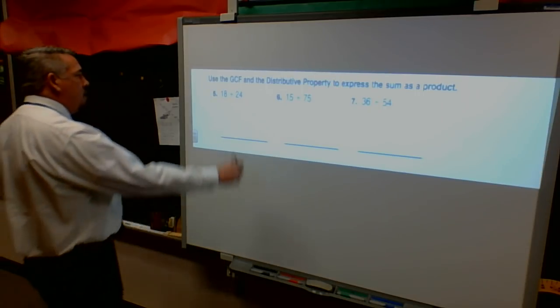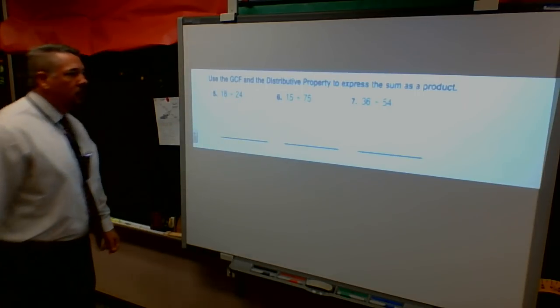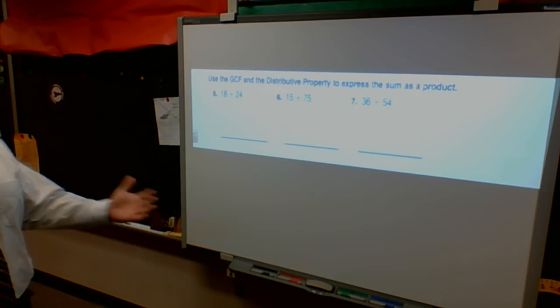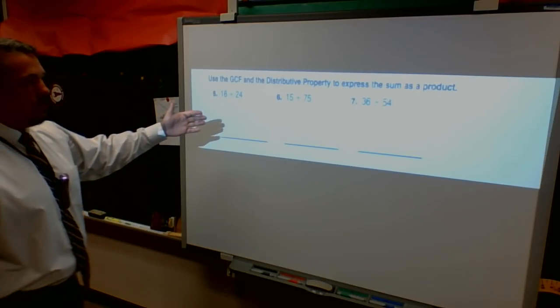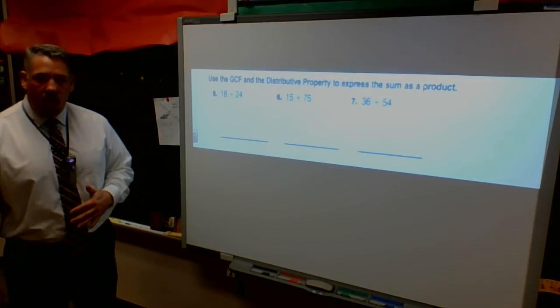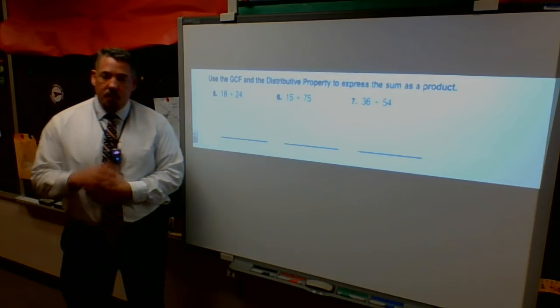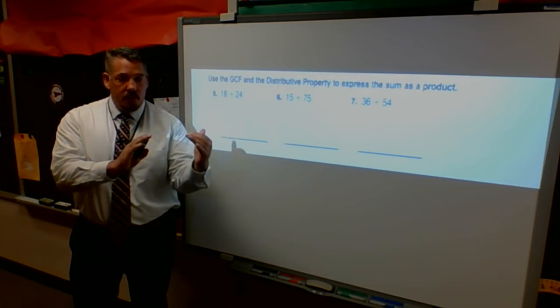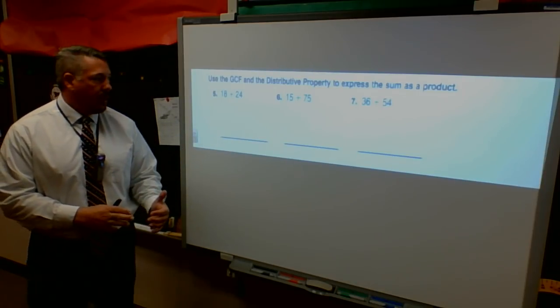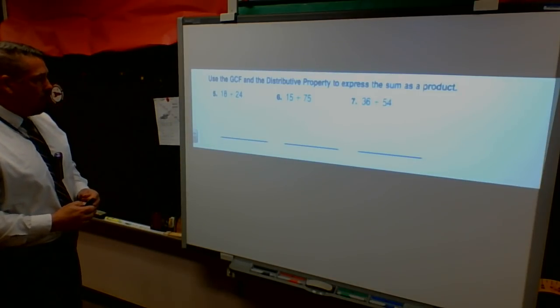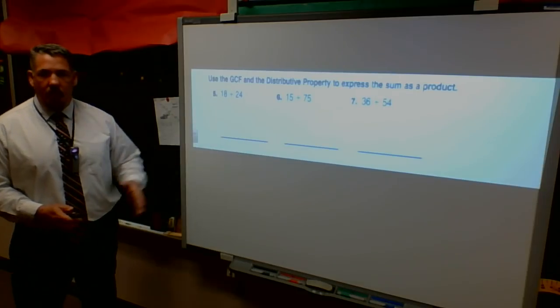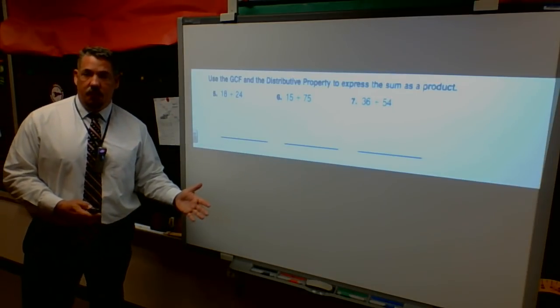This one tells me in the directions, use the greatest common factor, the GCF, and the distributive property to express this as a product. It's a product because a number touching a set of parentheses is always multiplication, and product means to multiply. So what is the greatest common factor between 18 and 24?